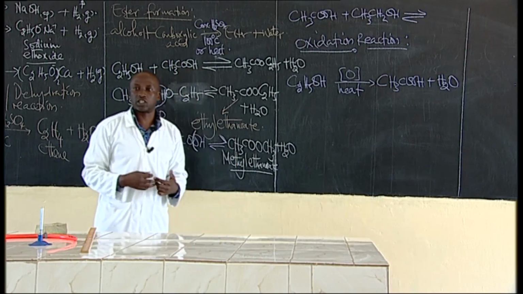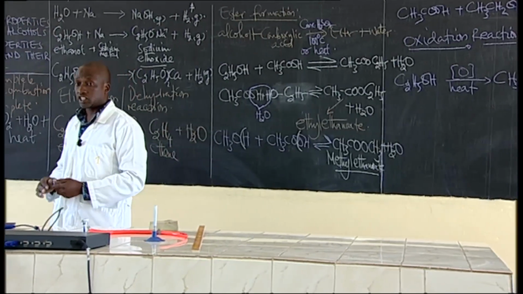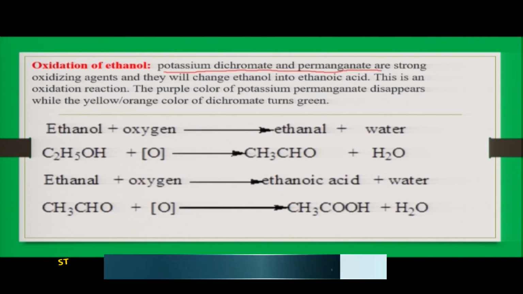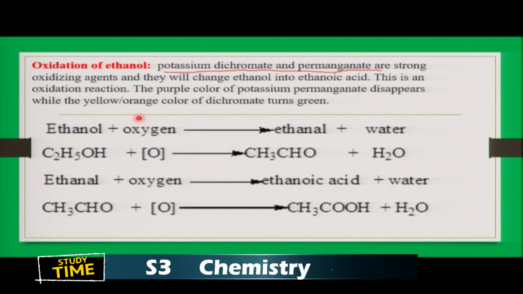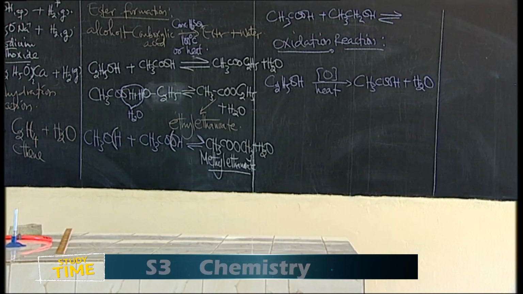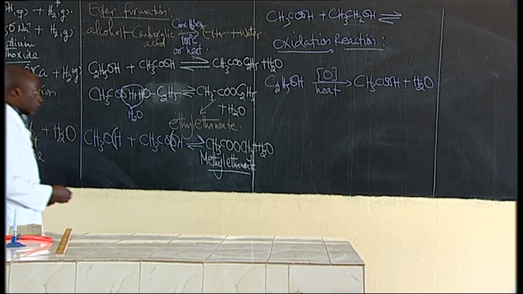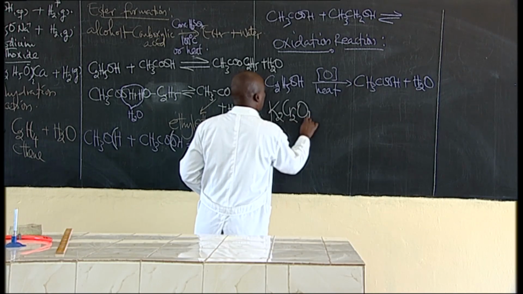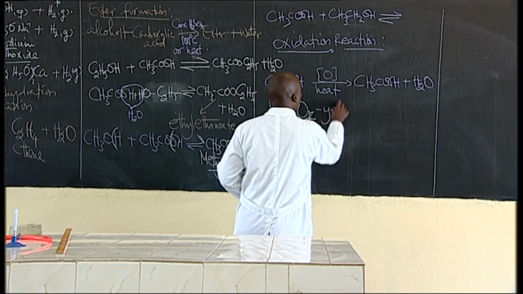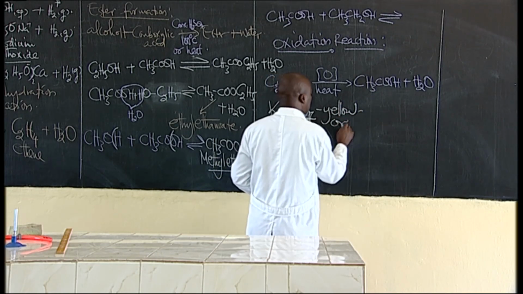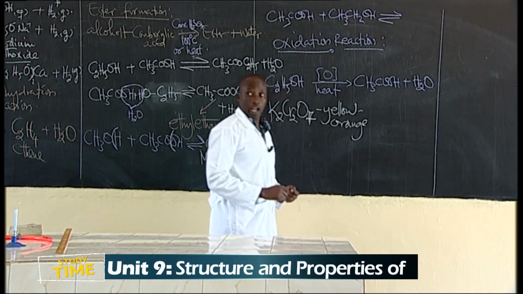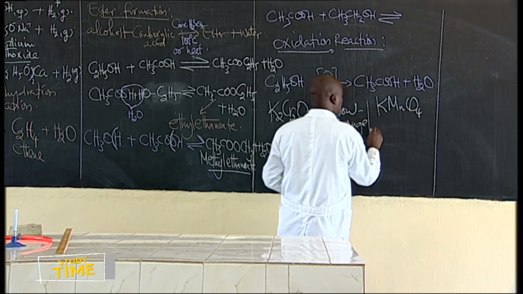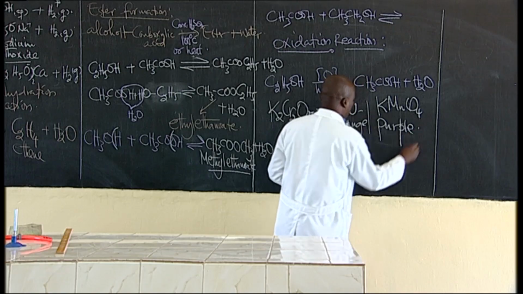So any alcohol gets oxidized, and this is a very, very important reaction that can be used to test for the presence of alcohol. Potassium dichromate is yellow-orange in color. And when we talk about potassium permanganate, this is purple in color.